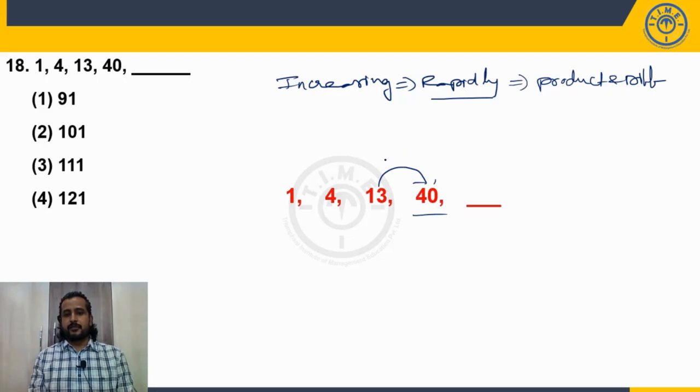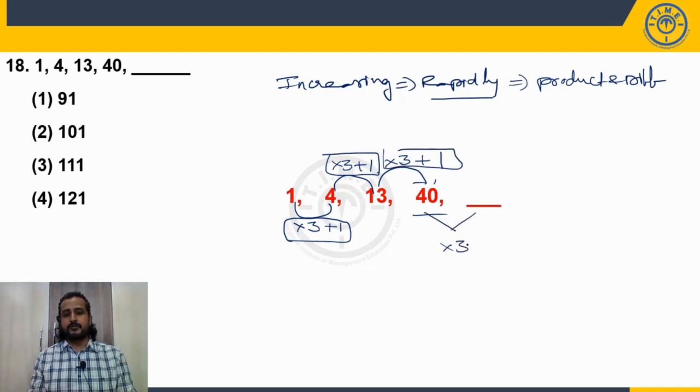Okay. So maximum it goes how many times? 3 times. 13 times 3 is 39 plus 1. Now 4 and 13 same. 4 times 3 is 12 plus 1. 1 and 4 I can write in the same way. 1 into 3, 3 plus 1 is 4, perfectly matching. So what is the logic? Into 3 plus 1, into 3 plus 1, into 3 plus 1. Next also will be the same logic, into 3 plus 1.